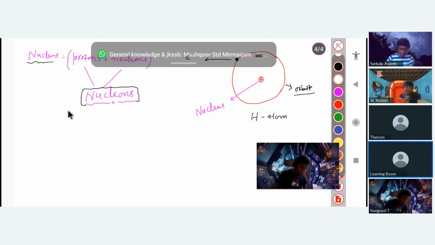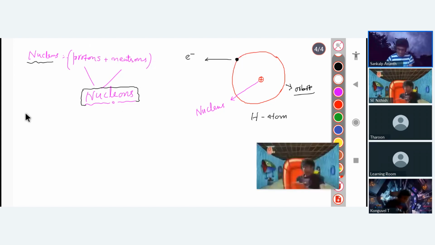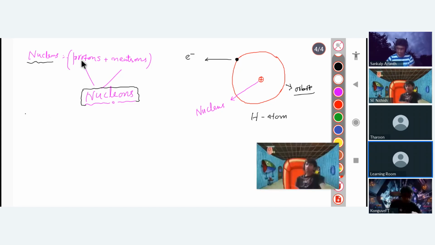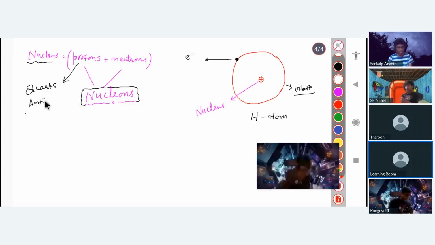Okay. Sir, is there any other particle other than these two in the nucleus? Yes, actually, there are. For example, if I just talk of this proton, it is further made up of quarks. There are very small particles known as quarks. And similarly, antiparticles are also inside the nucleus.